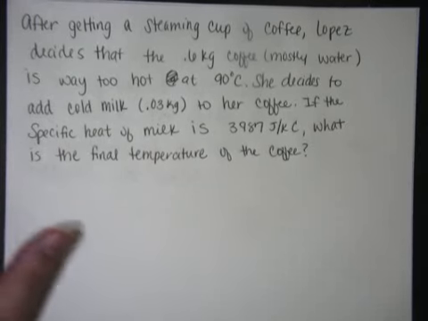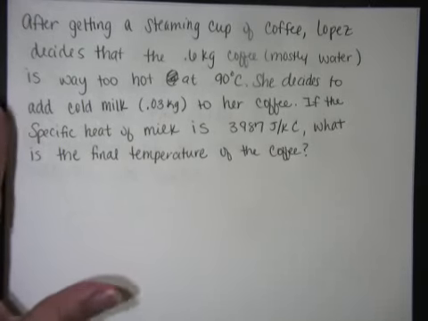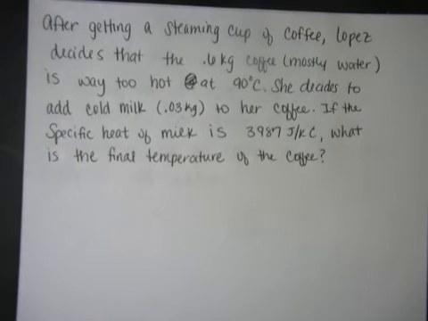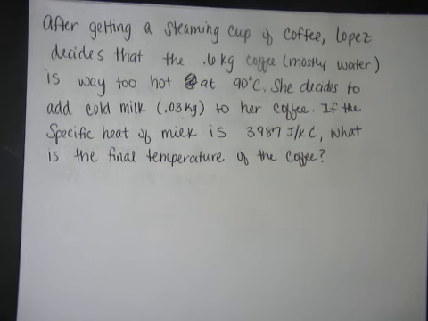Go over, it demonstrates conservation of heat. It states that after getting decides that the 0.6 kilogram coffee, which is made of mostly water, is way too hot at 90 degrees Celsius. She decides to add cold milk to her coffee. If the specific heat of milk is 3,987, what is the final temperature of the coffee?